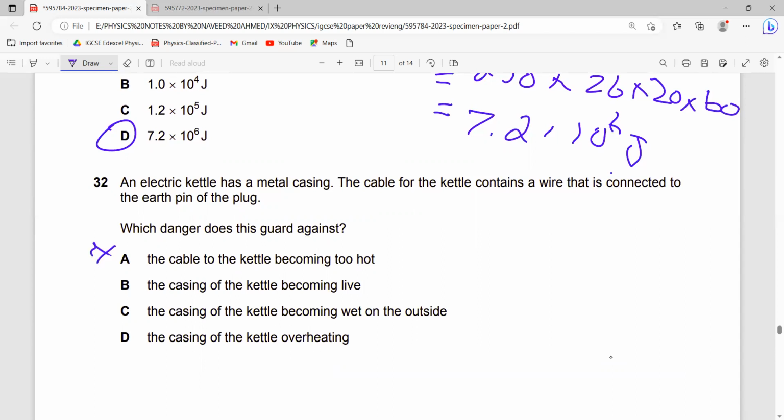No. The casing of the kettle becomes live. Live means the current will be passing through the casing. This may be possible. First we see the C and D options. The casing of the kettle becoming wet, no. The casing of the kettle overheating is also not possible. So only B is the right option.